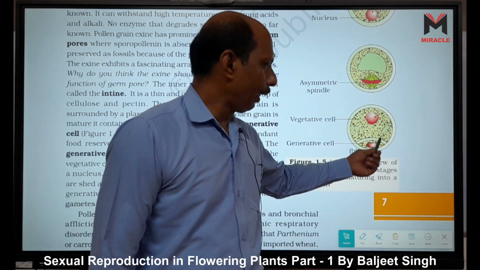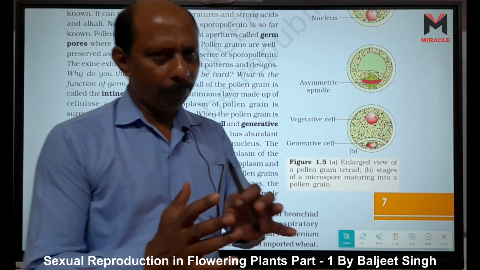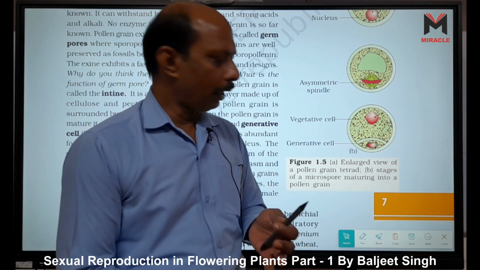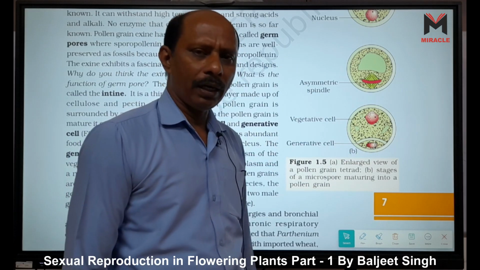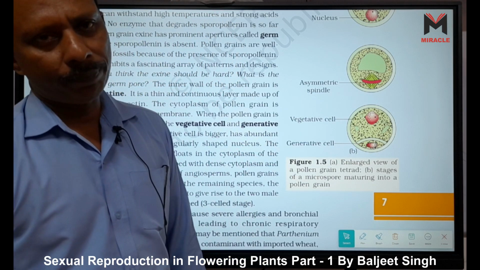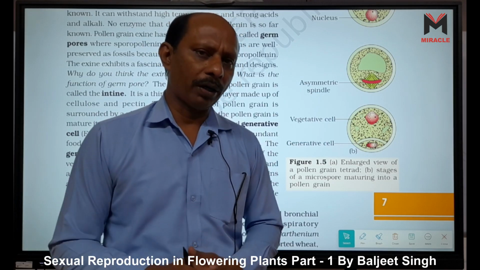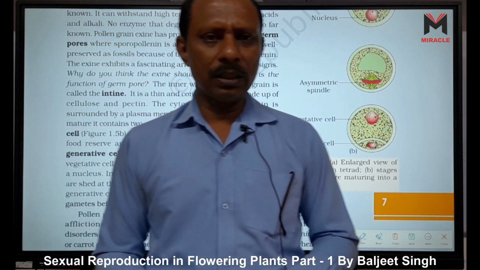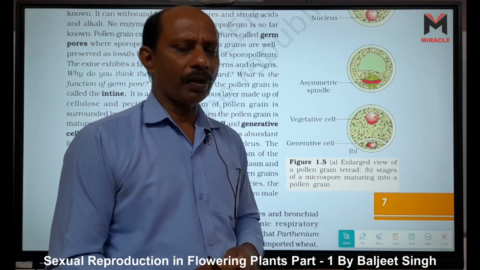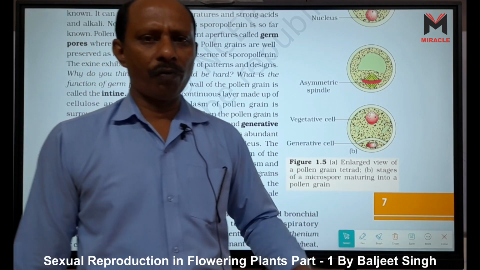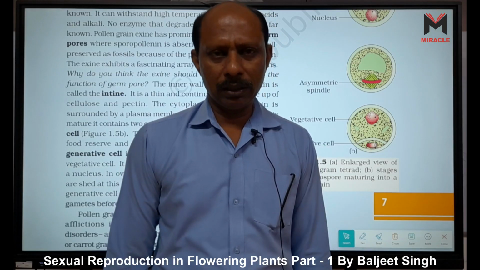This generative cell enters into the vegetative cell, right? It becomes spindle shaped and enters into the vegetative cell. So this two-celled stage of pollen grain is called the mature pollen grain. Why is it considered a mature pollen grain? Because in more than 60% of angiosperms, pollen grains are shed at the two-celled stage. In 40%, they are shed at the three-celled stage, right?